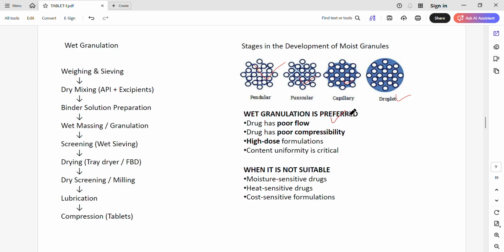Then the discussion of why wet granulation is preferred: the drug has poor flow, the drug has poor compressibility, high dose formulation, and content uniformity is critical. In some cases we do not prefer wet granulation: moisture sensitive drugs, heat sensitive drugs, and cost sensitive formulations, in which we do not use wet granulation.